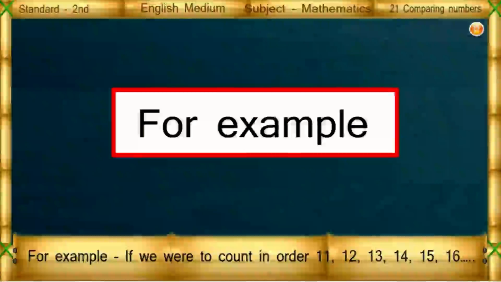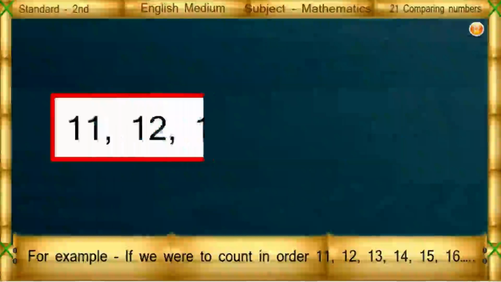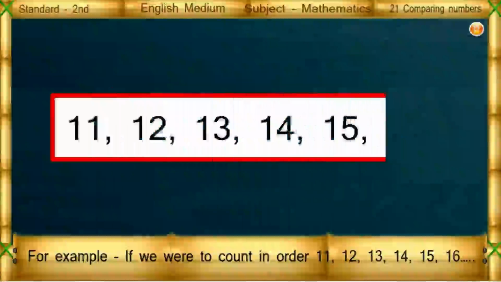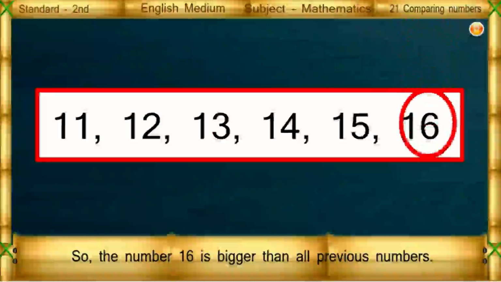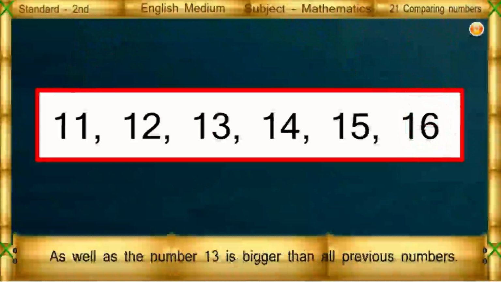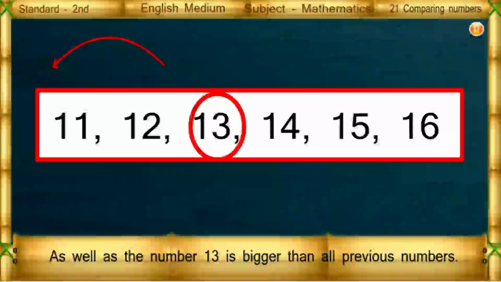For example, if we count in order 11, 12, 13, 14, 15, 16, the number 16 is bigger than all previous numbers, just as the number 13 is bigger than all the numbers before it.